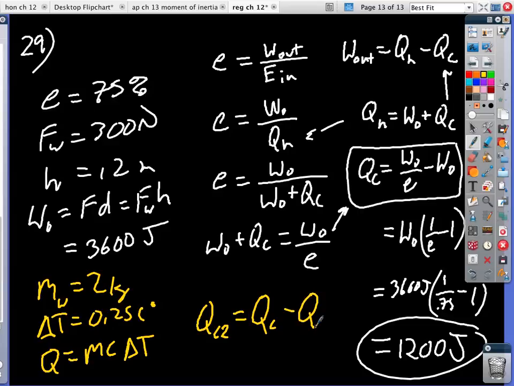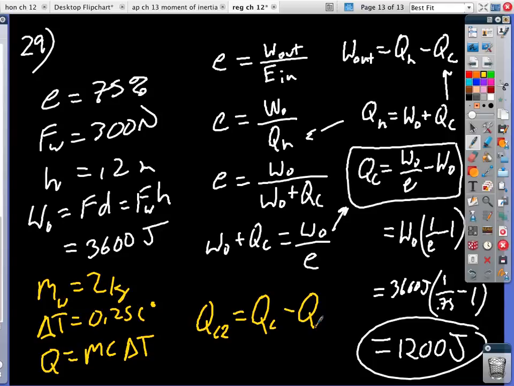Do you get what I'm doing there? I'm saying this QC right here, because this is actually QC, right? That is the amount of heat lost. The person is putting in energy lifting this crate, and part of their energy was lost as heat into the environment. Based on the efficiency and the amount of work done, you must have lost 1200 joules.